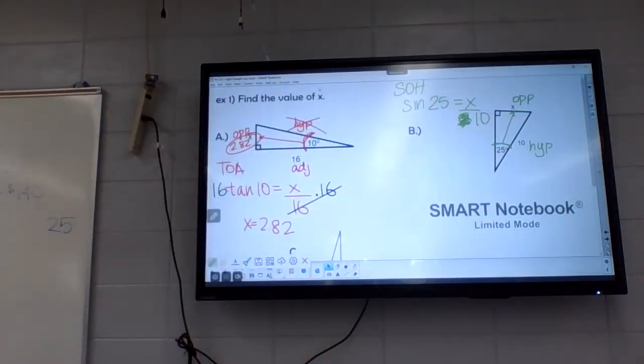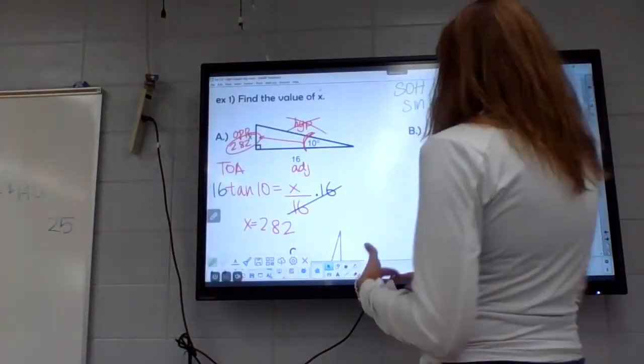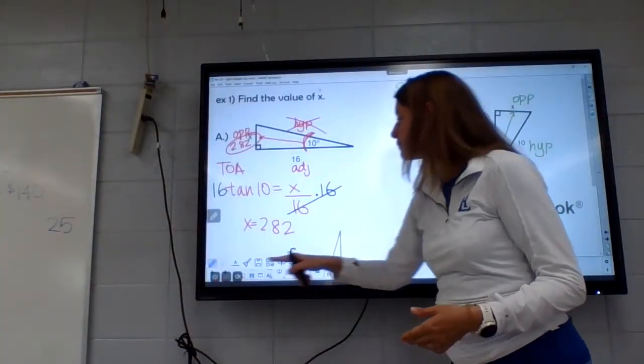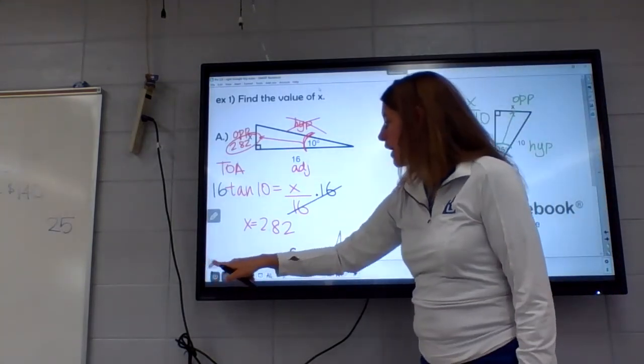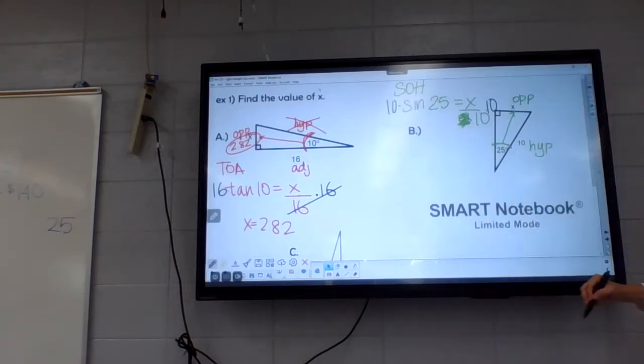And so x is being divided by 10, so instead we're going to multiply by 10. And again, you're going to need your calculator for that. Again, your answer should make sense. I'm picturing it's going to be something less than 10, so the hypotenuse should be the longest side. And we get 4.23.